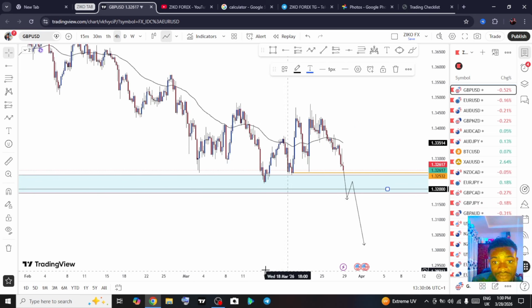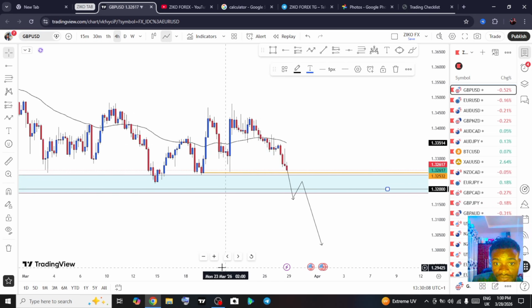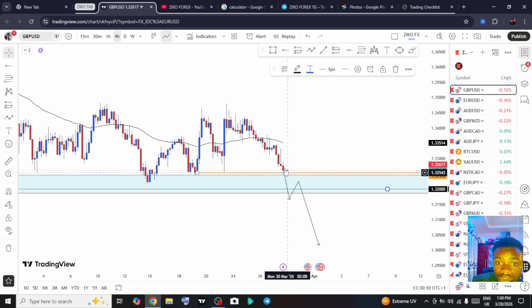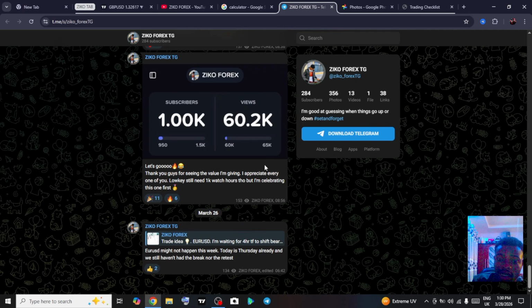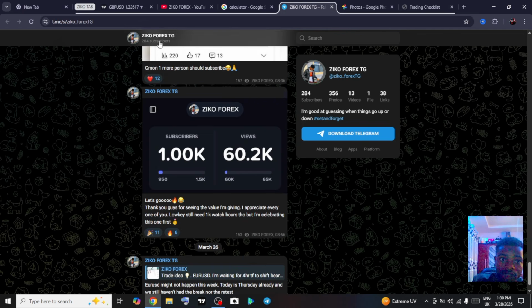So that was my first trade this week. That is the first trade I'm looking to take this week. Once we have this break and retest on the 4-hour time frame, then I'll pay attention to the 1-hour time frame for entries. Again, I'll update you guys on the Telegram channel.